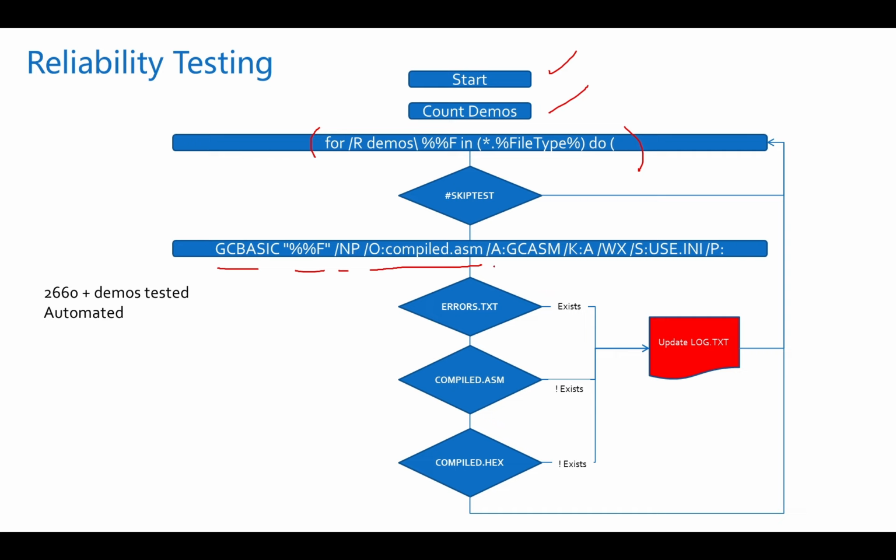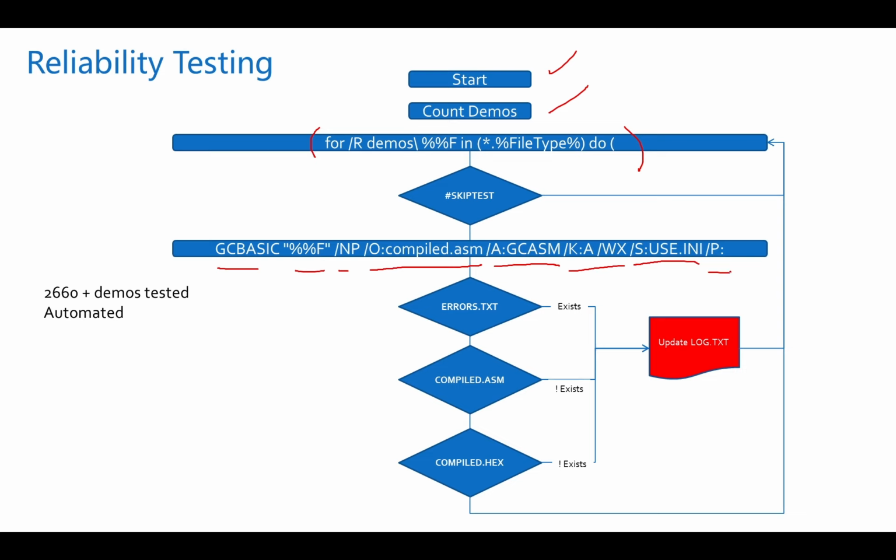I force it to use GCASM. I force it because your setup might say use another type of linker or assembler, like PKS or AVRASM2, and I need it to be GCASM for consistency, because I don't want to be testing those. There are a couple of other switches that I can't remember what they do. It might be leave the comments in, and then I say use the ini file, the setup file called use.ini, and don't program it.